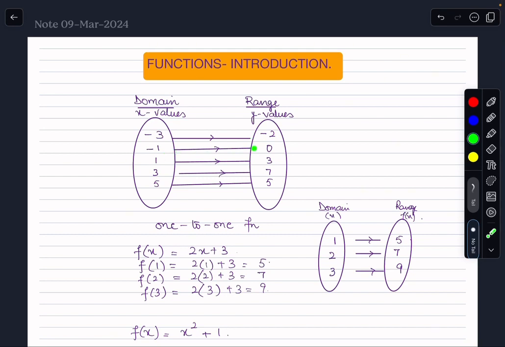Like here, I can see -3 mapping onto -2, -1 mapping onto 0, 1 mapping onto 3, 3 mapping onto 7, and 5 mapping onto 5. So I can see every element of the domain has a unique value with respect to y. These are the function values, and they are called one-to-one functions. When are they possible? They are possible when we have a linear function.